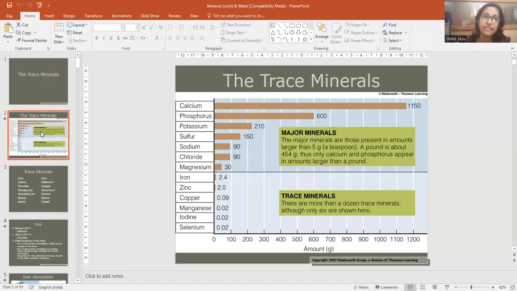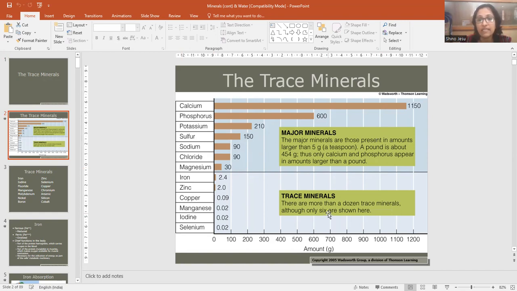So, basically, the minerals can be divided into major minerals and trace minerals. The major minerals are those present in amounts larger than 5 grams, while trace minerals are present in amounts less than 5 grams in our body. Major minerals include calcium, phosphorus, potassium, sulfur, sodium, chloride, and magnesium.